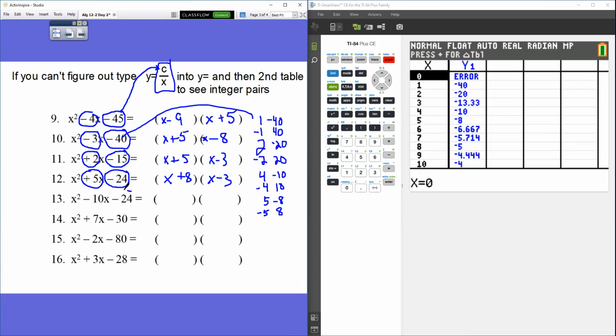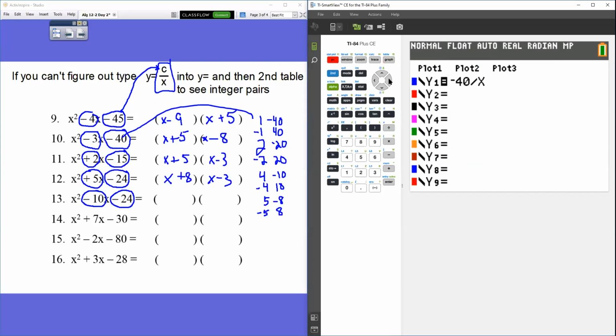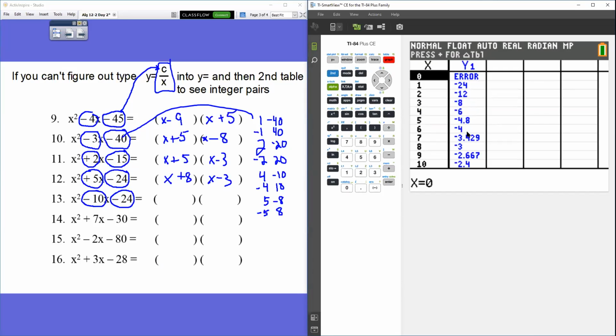Take a look at the next one. We just have 4 left and then we're done. What times what is negative 24, that adds up to negative 10? Again, 24 is one of those numbers that a bunch of numbers go into evenly, so it's a little more difficult. Remember, you could always type negative 24 divided by x into your y equals, and then hit table so that you can see the integer pairs of what times what it is. So this one would be x minus 12 and x plus 2.